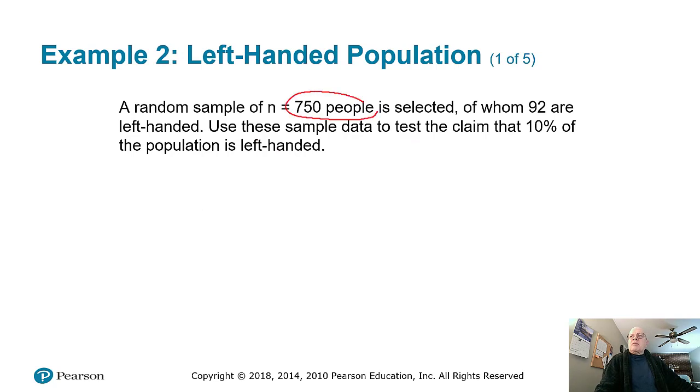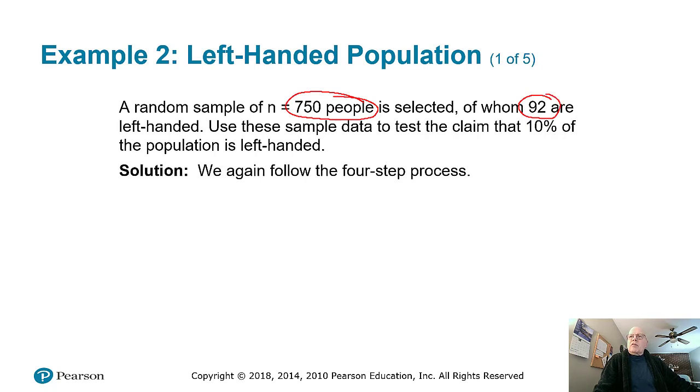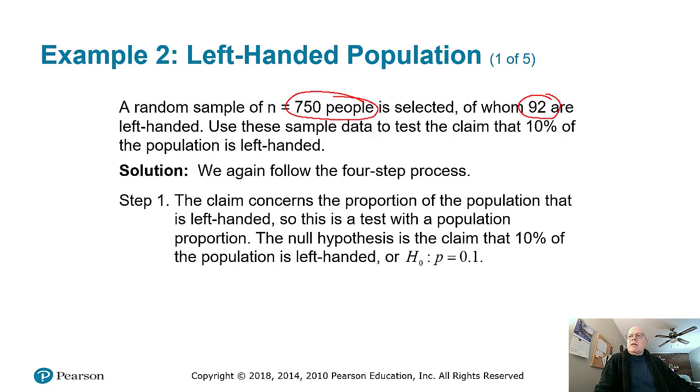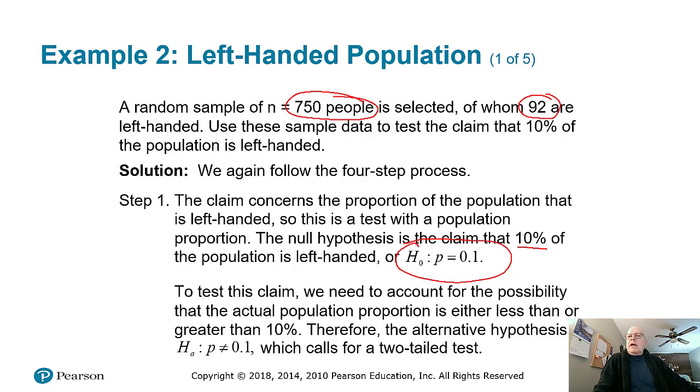So we picked 750 people, and 92 of those are left-handed. So, 4-step process again. We've got our null hypothesis, that 10% is left-handed, and our alternate hypothesis down here, where am I? Down here, okay. Alternate hypothesis, it's not 10%. So therefore it's a two-tailed test.